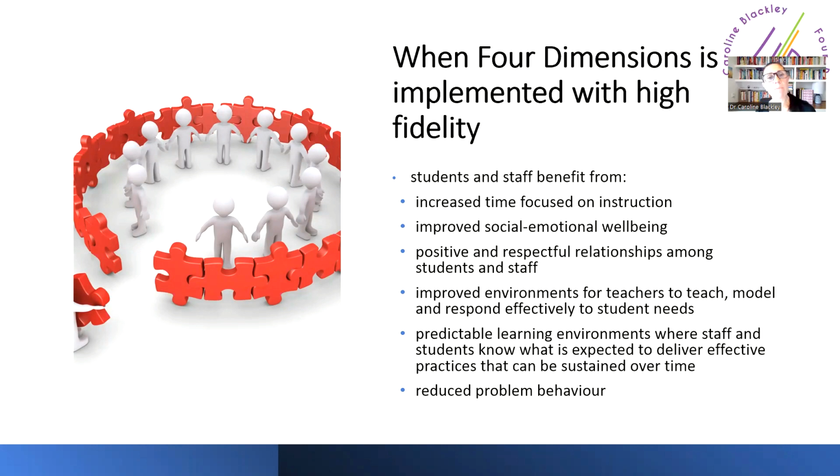So what happens? Increased time focused on instruction, improved social and emotional wellbeing. Most schools put the 4D work under staff wellbeing. Positive and respectful relationships among students and staff. Improved environments for teachers to teach, model and respond. And that links to respect and modelling the behaviours I want to see and I expect back from you. Predictable learning environments, so we know what to deliver and we know how that will be responded to, and reducing problem behaviour. The schools I work in can show a correlation between things like one school data, referrals, reduction, significant, that aligns with the introduction and training of the 4D framework.